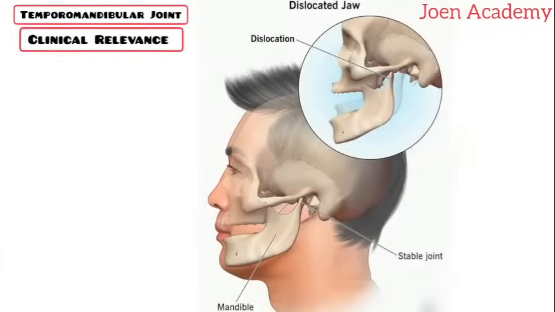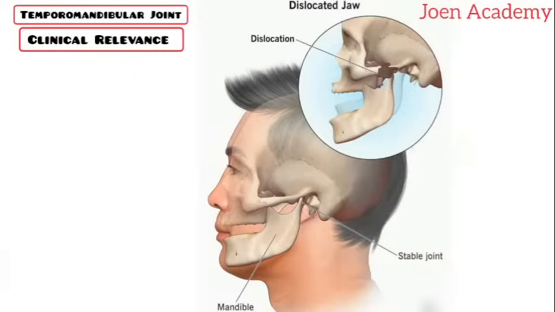Temporomandibular joint dislocation is one of the major clinical complications associated with this joint. A dislocation of the temporomandibular joint can occur through a blow to the side of the face, yawning, or taking a large bite. The head of the mandible slips out of the mandibular fossa and it is pulled anteriorly. The patient becomes unable to close their mouth.